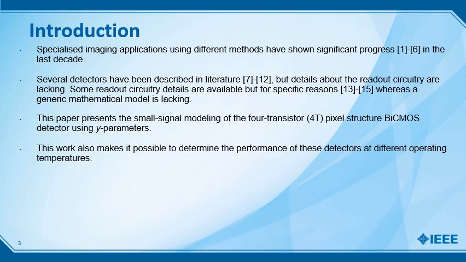Specialized imaging applications using different methods have shown significant progress. Several detectors have been described in literature, but details about the readout circuitry are lacking. Some readout circuitry details are available for specific reasons, whereas the generic mathematical model is lacking. So this paper presents a small signal modeling of 4-transistor structures using Y parameters. It also makes it possible to determine the performance of these detectors at different operating temperatures.